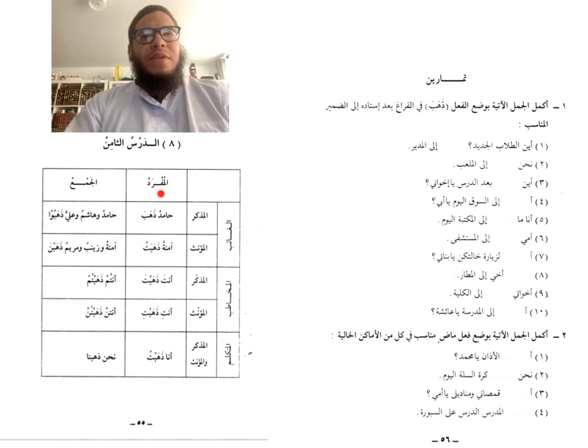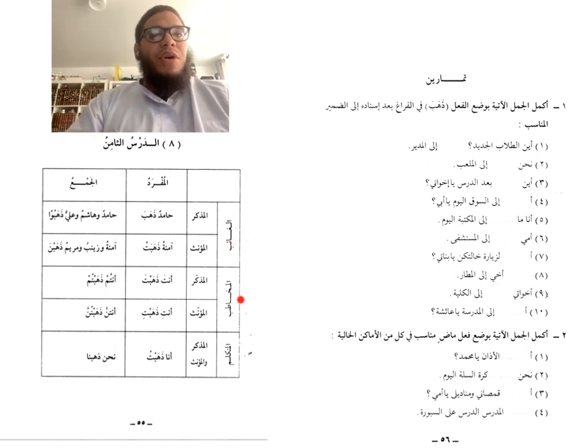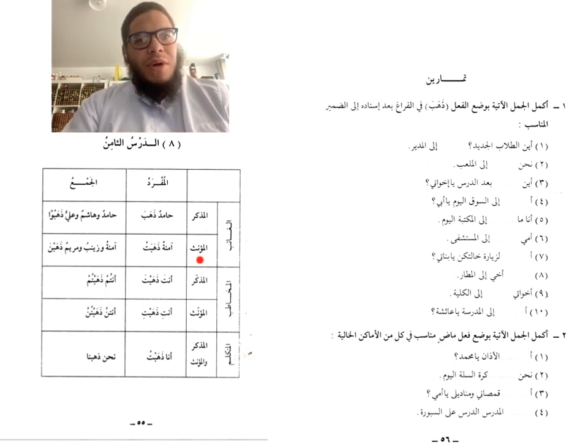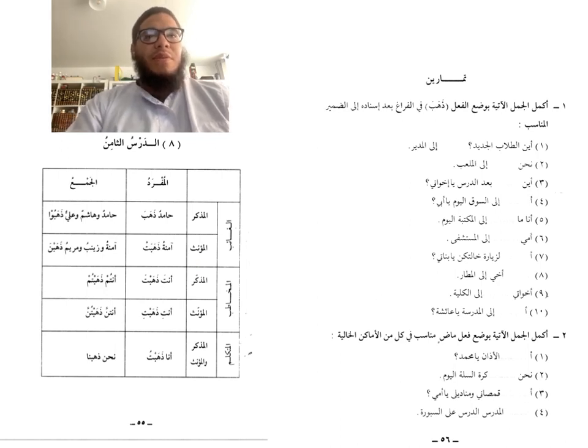It says al-mufrad, which means singular, al-jama', which means plural, al-ghaib, that's third person, al-mukhatab, second person, and al-mutakallim, that's the first person, the one who's actually speaking. Okay, it says mudhakkar, masculine, mu'annath, feminine. So that's what we need to always remember, these terms when we see them, to be familiar with them, to know who's being addressed.